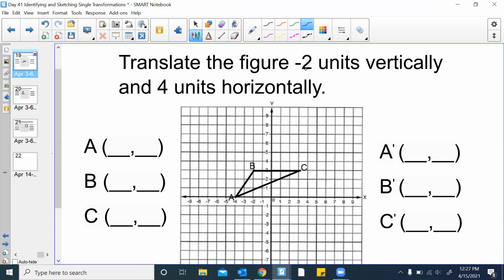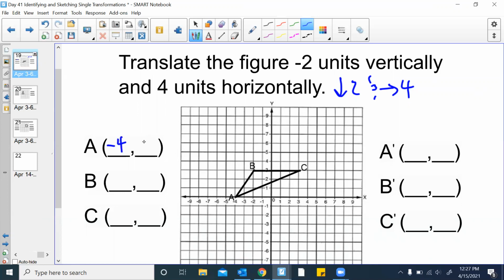So translate the figure negative 2 units vertically. So that's going to be down 2 and positive 4 horizontally. So that's to the right because it's positive. Let's look where our original points are. So A is at 0. 1, 2, 3, 4 to the left. So it's negative 4 and it goes up 0.